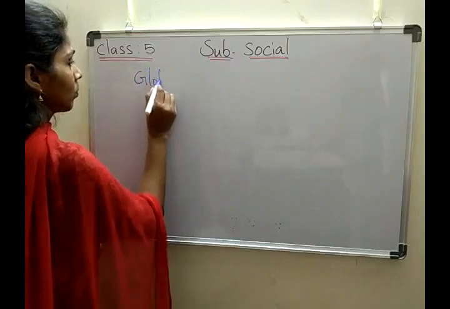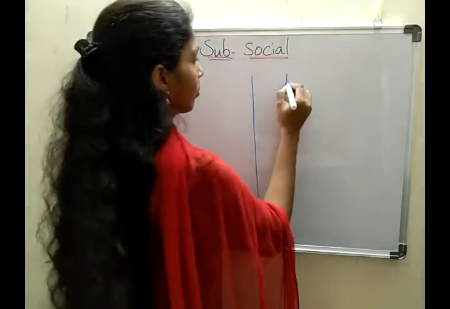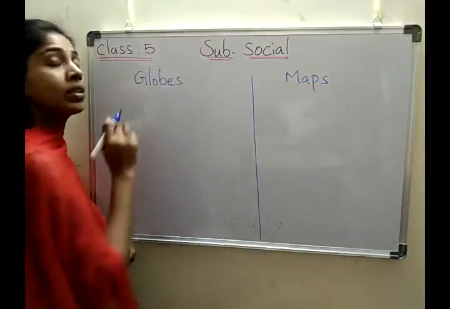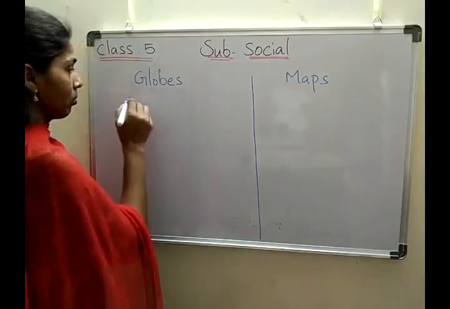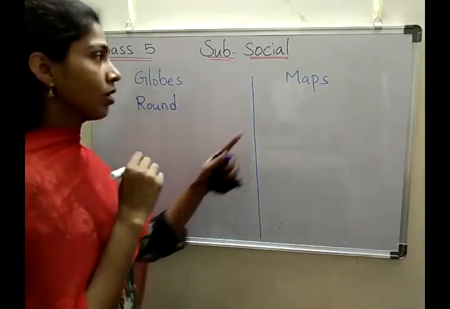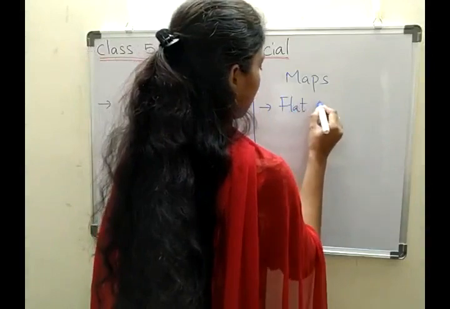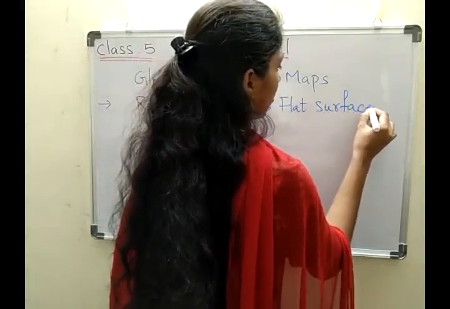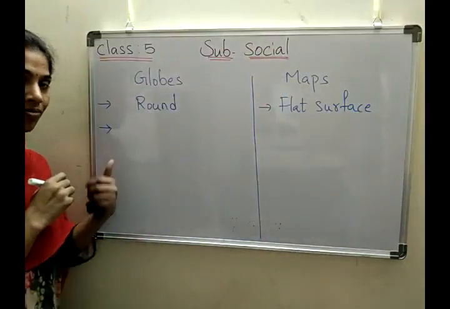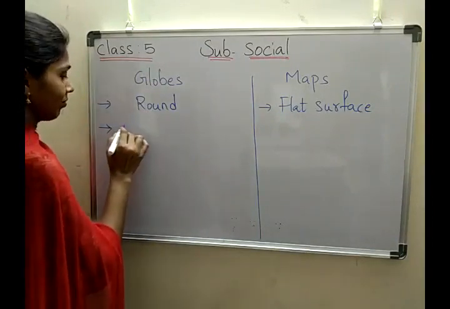Okay, globes and maps. Okay, globe. Globe is round in shape. Okay. Next, coming to map. Map is a flat surface. Now, can you guess children? Can you give the answer? Very good. Globe shows the shape of the earth. Very good children.